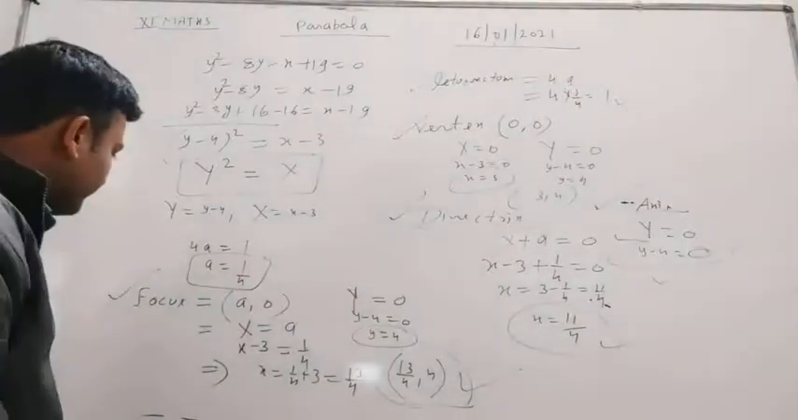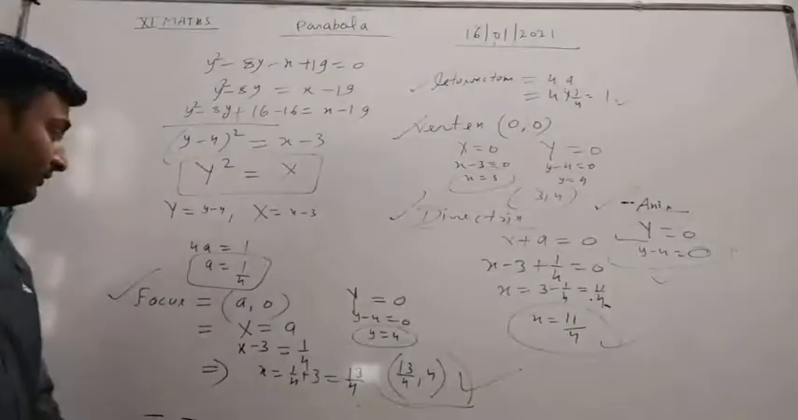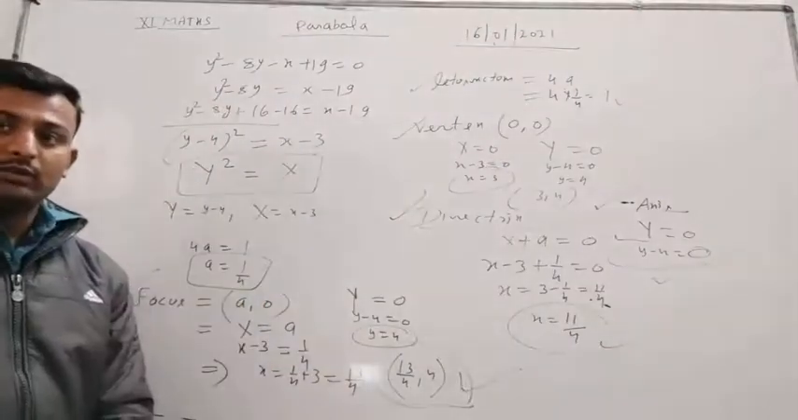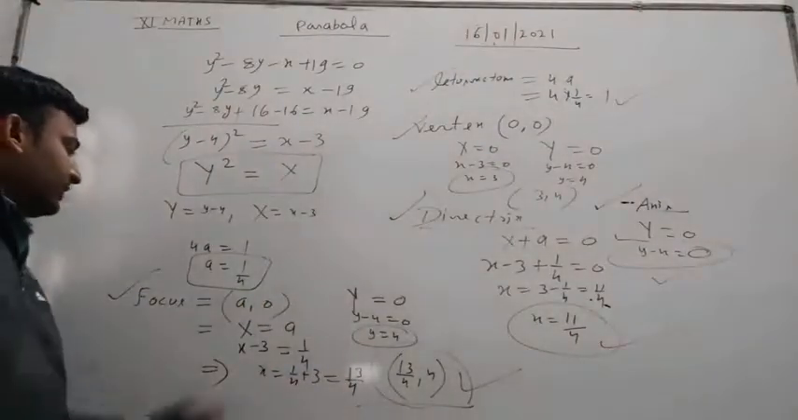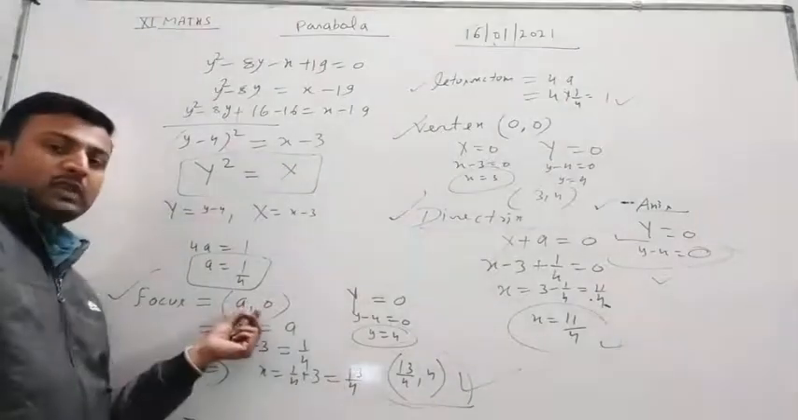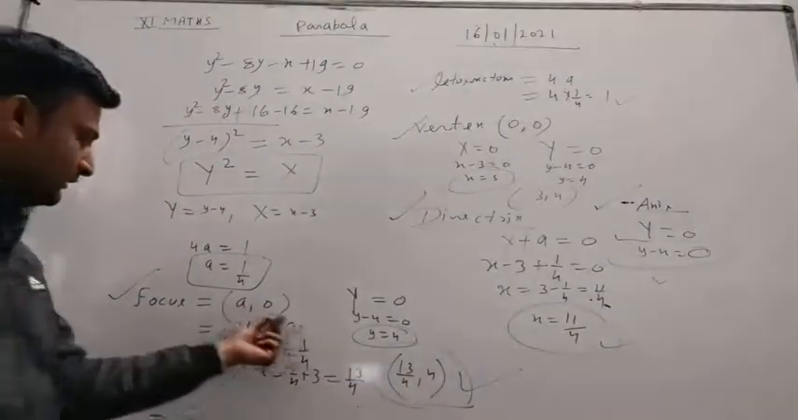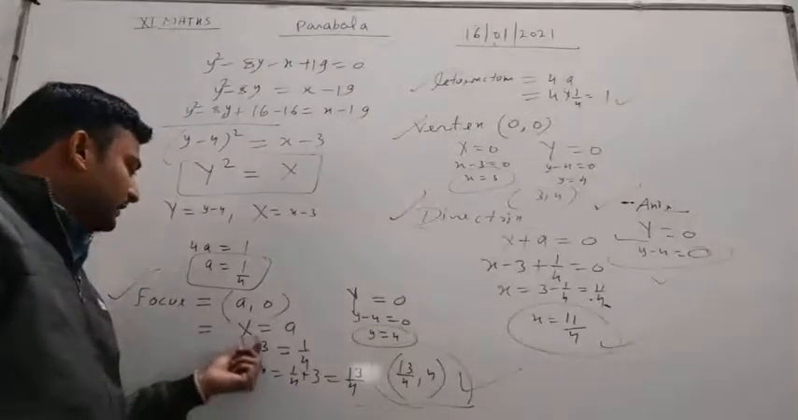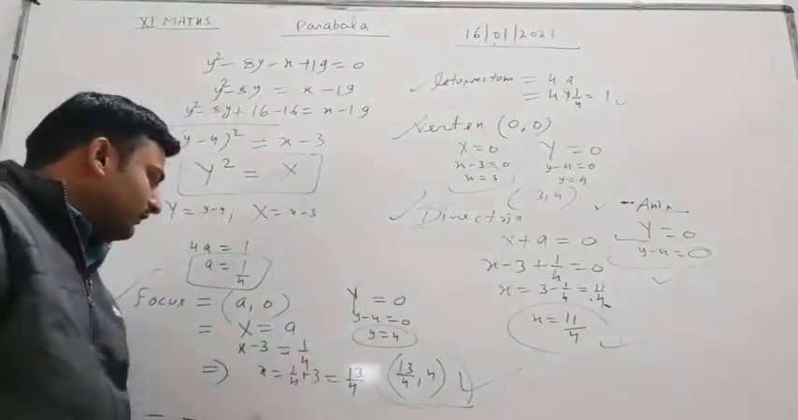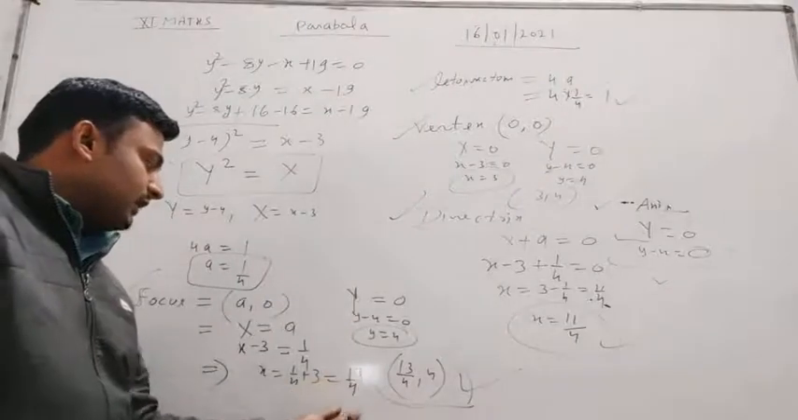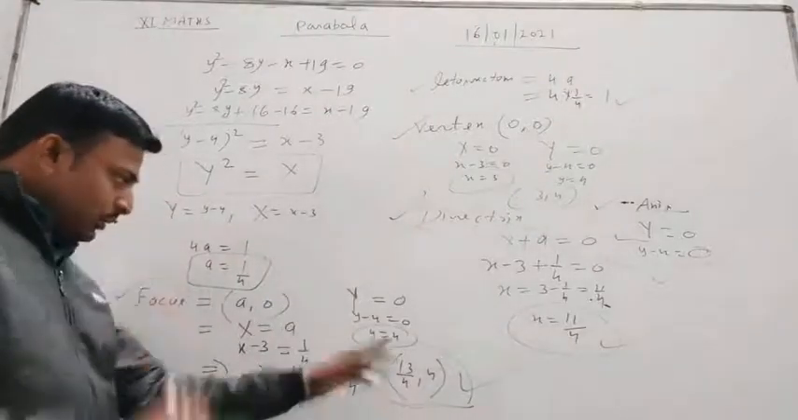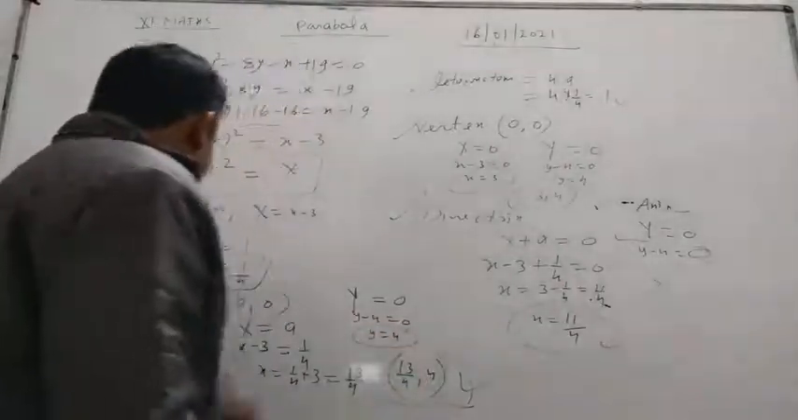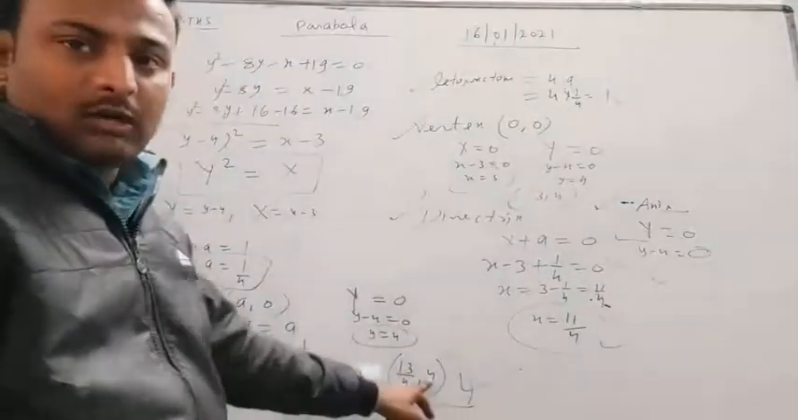Okay students, now our focus will be what? In this case our focus will be equal to (a, 0). This is our x part, this is our y part, so x is equal to a and y is equal to 0. Okay student, so x minus 3 is equal to 1 by 4, so x is 13 by 4, and y is 0 also, so y minus 4 is 0, so y is 4. So our focus will be 13 by 4 comma 4.